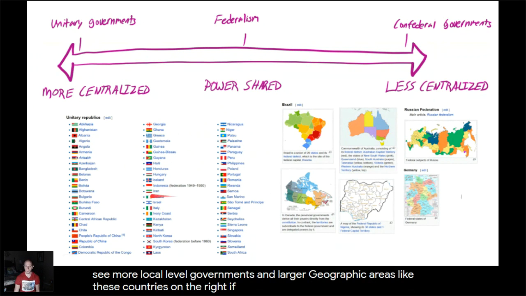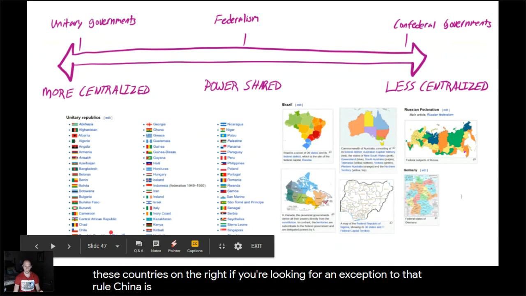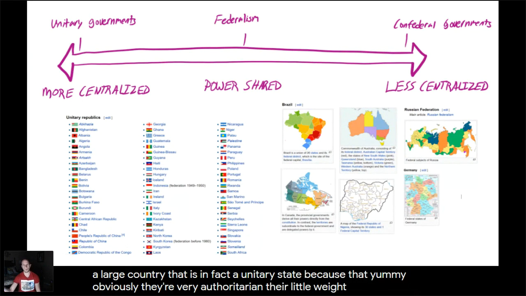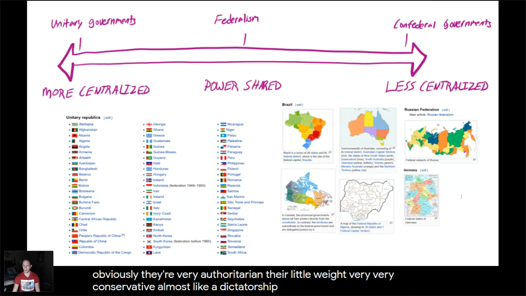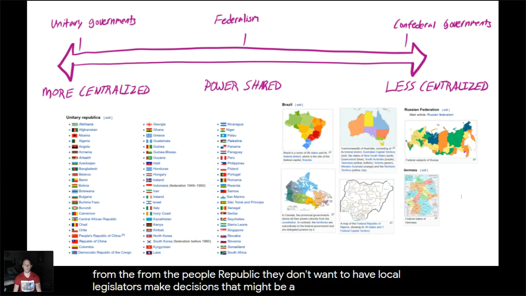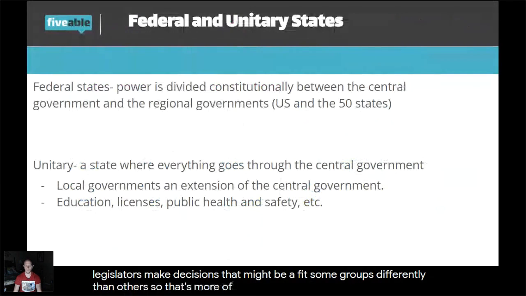If you're looking for an exception to that rule, China is actually a large country, and I just covered it up, but China is a large country that is in fact a unitary state because, obviously, they're very authoritarian, very conservative, almost like a dictatorship. They want to control everything from the People's Republic. They don't want local legislators making decisions that might benefit some groups differently than others. So that's more of a unitary example, even though it's a larger geographic area.